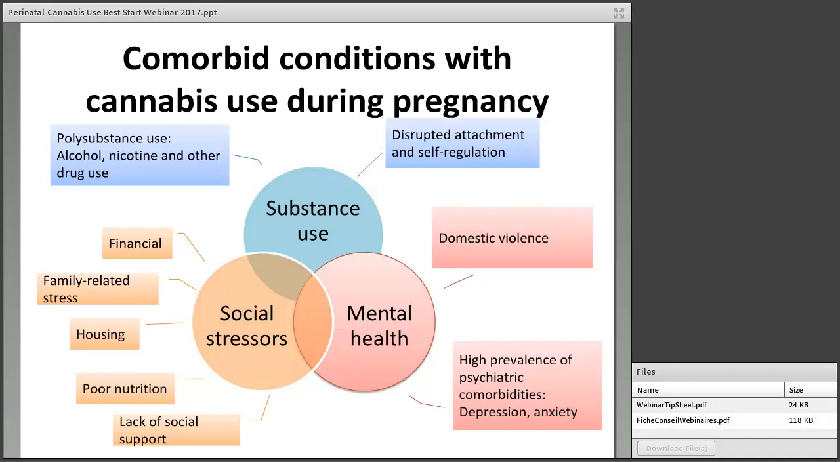And these women also come along with a whole bunch of other social stressors. So they're more likely to experience limited financial resources, family stressors, housing issues, poor nutrition. So therefore, when we're dealing with cannabis use during pregnancy, we have to address these factors as part of that general approach to managing cannabis use during pregnancy. And I would imagine if we don't deal with these factors, then we really aren't going to make a difference with our cannabis use.